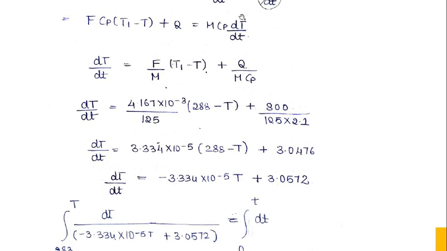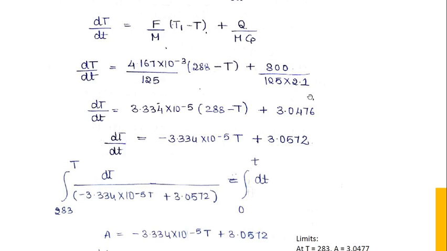Now this is the differential form of your equation, right? In other words, if you want to simplify that, what you can do is take dT/dt to one side and MCp to the other side: dT/dt = (F/M)(Ti minus T) plus Q/MCp, right? This is your differential form of the model equation for this heating system.